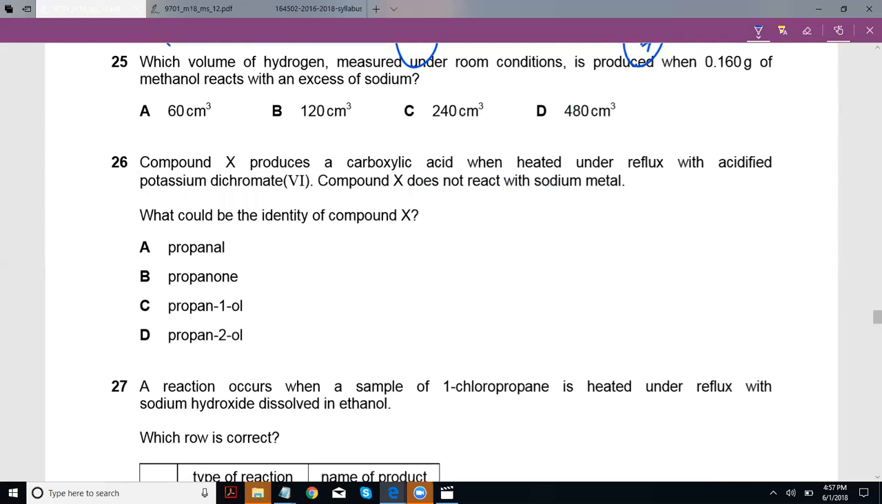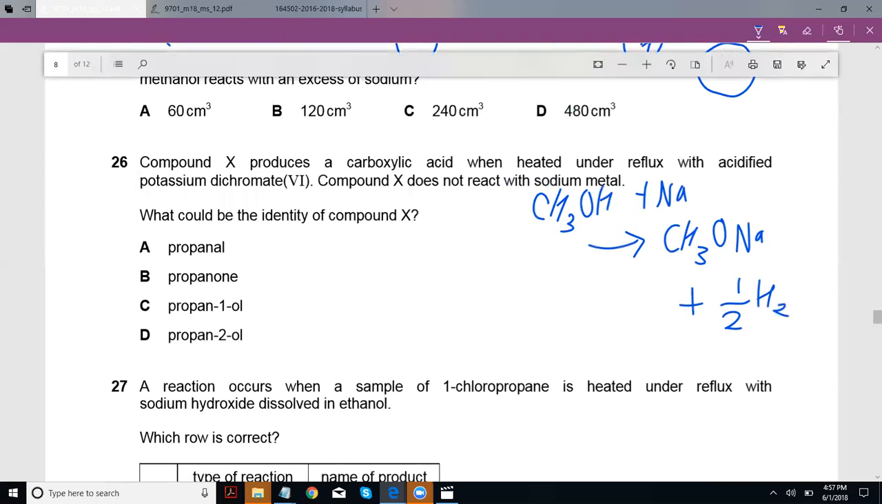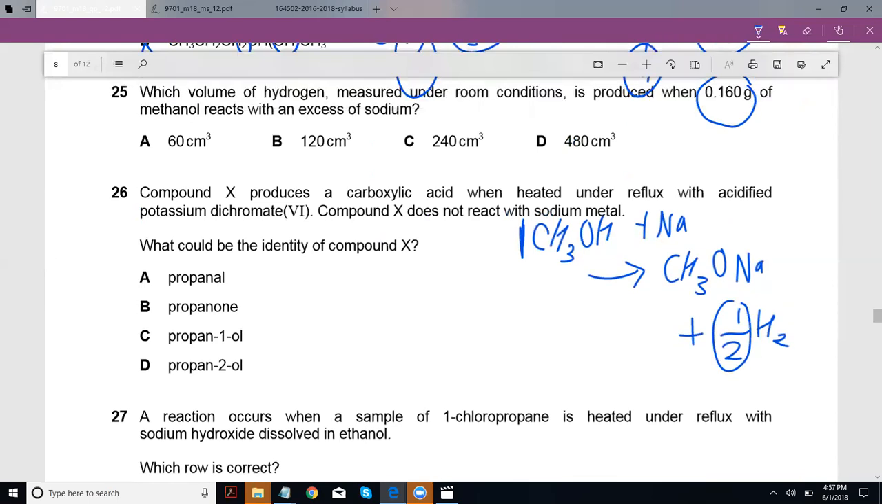Question 25. Which volume of hydrogen measured under room conditions is produced when 0.160 grams of methanol reacts with excess sodium? So if we look at methanol, that is CH3OH plus Na gives you CH3ONa plus half H2, because hydrogen is not going to be H, it's going to be H2, right? Which means there's a 1 mole to half mole ratio between methanol and hydrogen gas. We don't care about sodium because sodium is in excess.